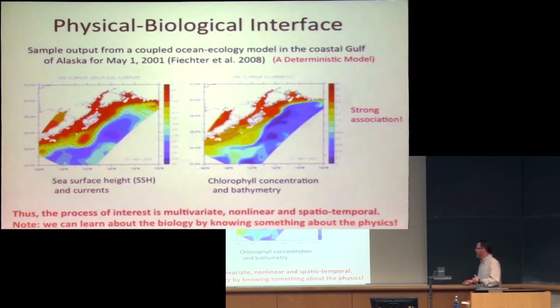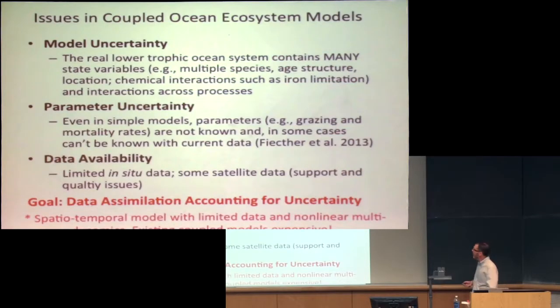So we want to be able to use the fact that we have this multivariate interacting process, these interacting processes in space and time, even if it's a nonlinear, highly uncertain system. Okay, so there's model uncertainty here. As I mentioned, the models are way more complicated than what I wrote down. There's parameter uncertainty. Even in these simple models, things like mortality and grazing rates aren't known very well from the data. And can we estimate those? That's one of the questions of interest here.